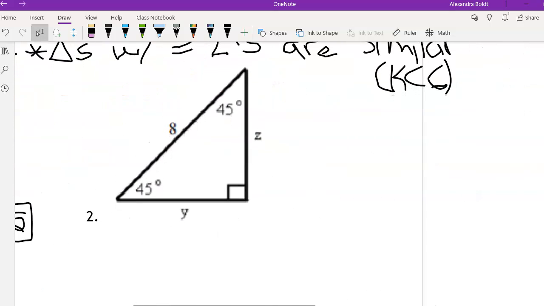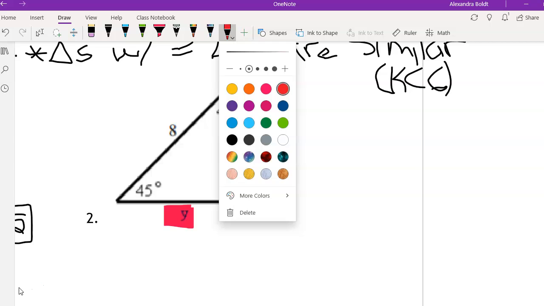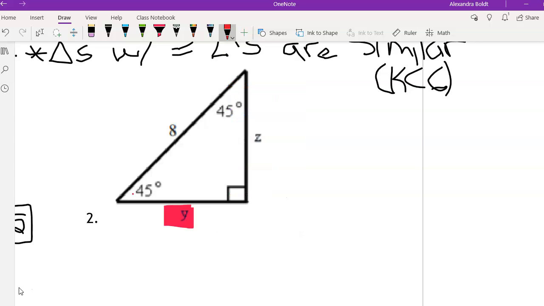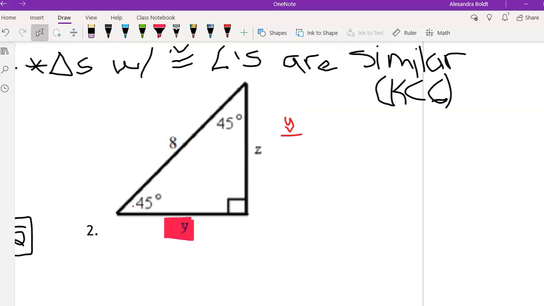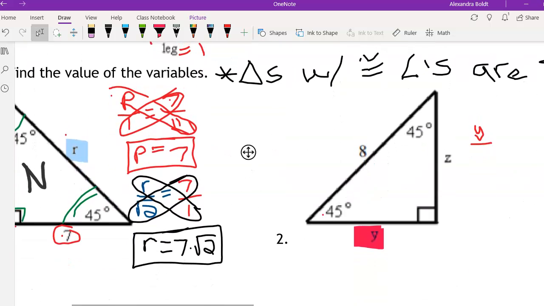All right, let's look at our next one. We'll solve for y first. It really doesn't matter which one you solve for first. Okay. And y is between your 45-degree angle and your 90-degree angle. So again, if I look back up top, between my 45 and my 90 is a leg, which is 1.